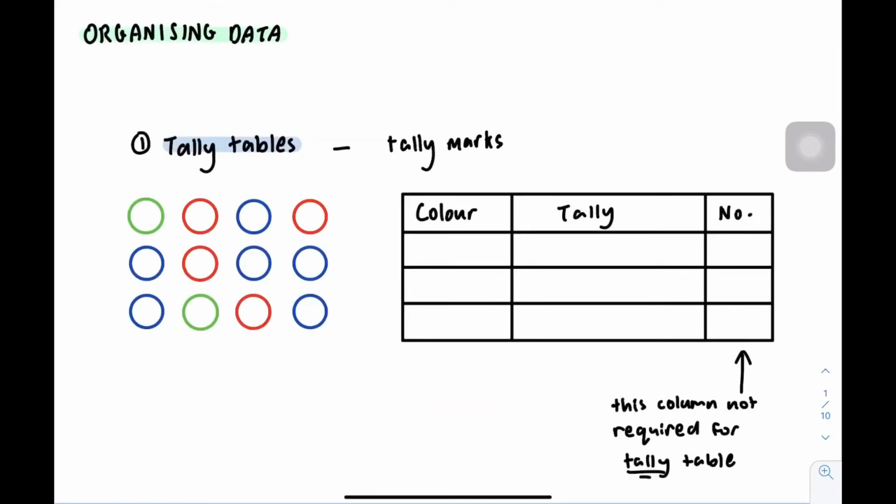Now we're going to look at organizing data. The first way to organize data is by using a tally table. And in the tally table, you will be seeing tally marks or also just a tally. So what is a tally? Have you perhaps seen this symbol around before? If you have, congratulations, you already know what a tally is. In case you're not familiar with it though, no problem.